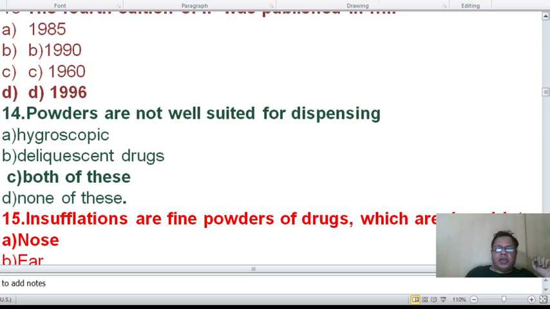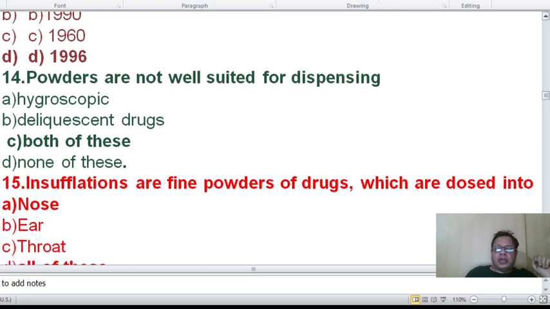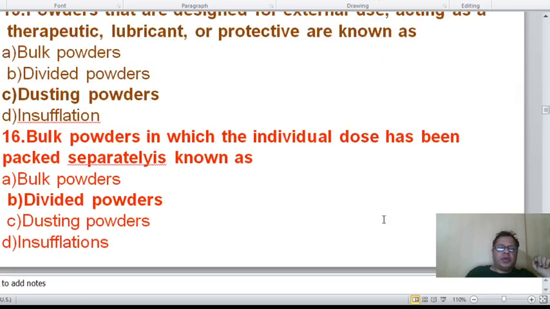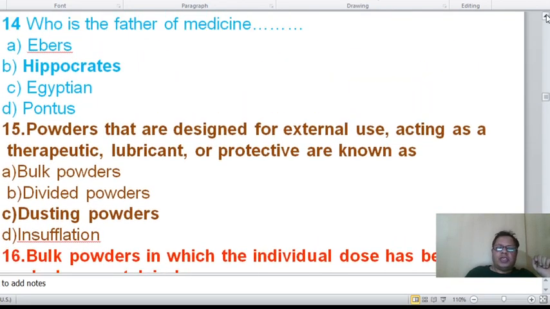For question number 15, insufflators are fine powders of the drug which are dosed into body cavities. It can be the nose, ear and throat. So for question number 15, answer number D is the right choice. Now let's move ahead. Who was the father of this medicine? Here the option given as correct is Hippocrates.